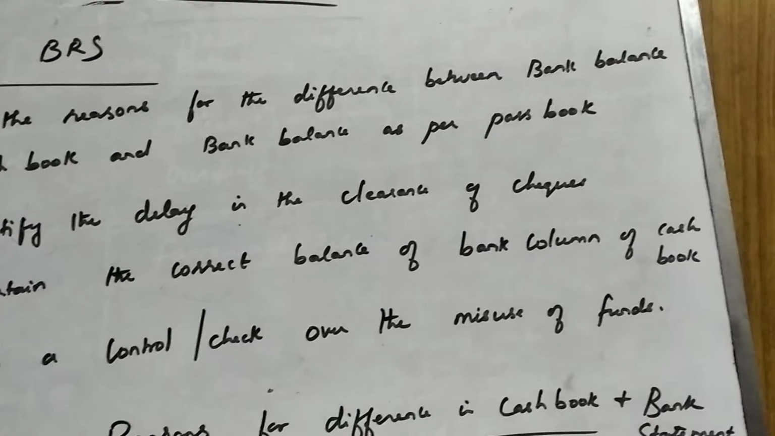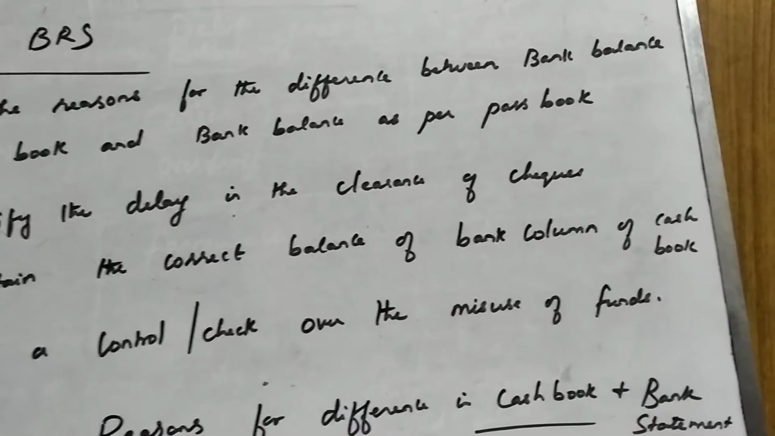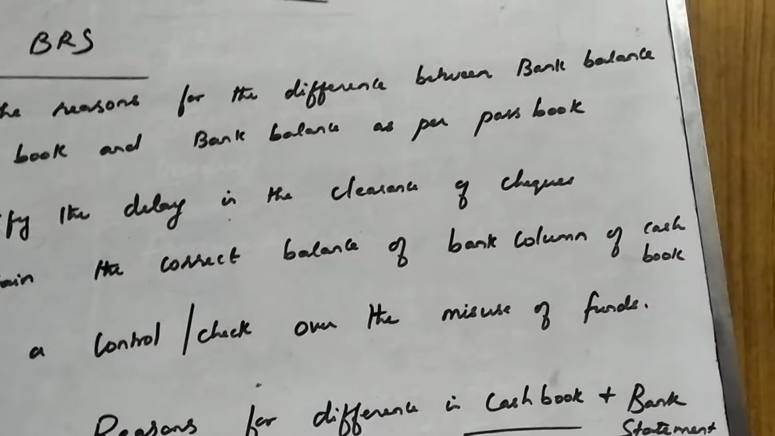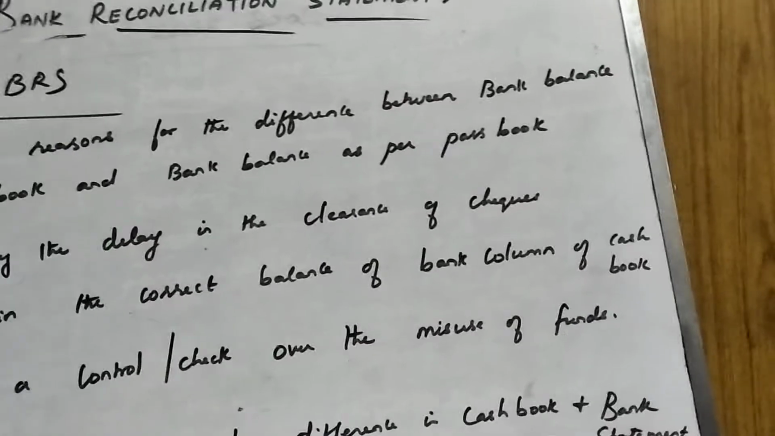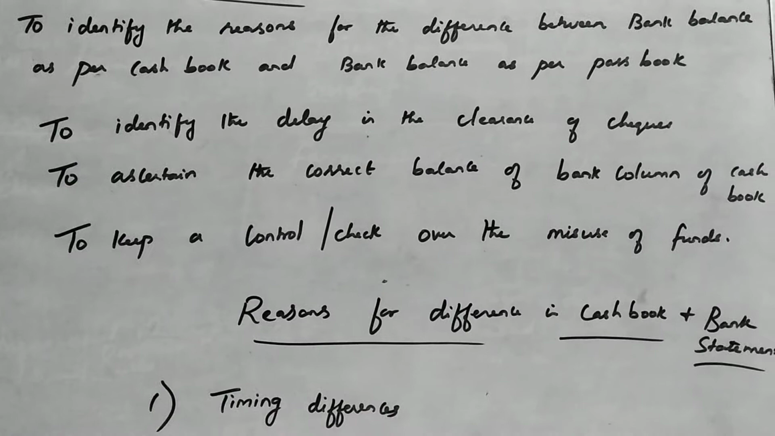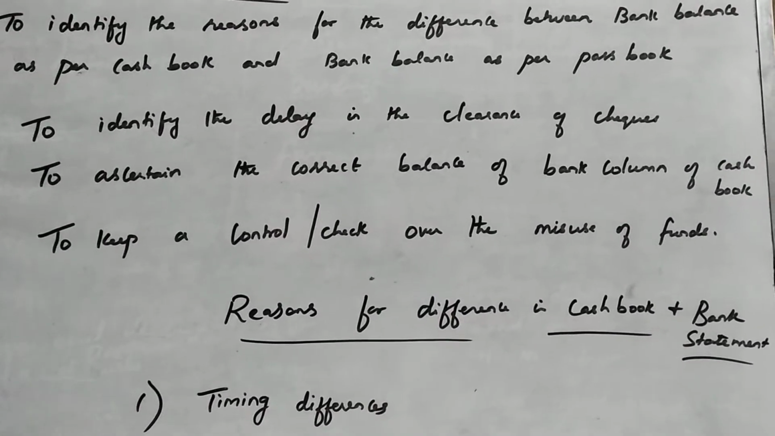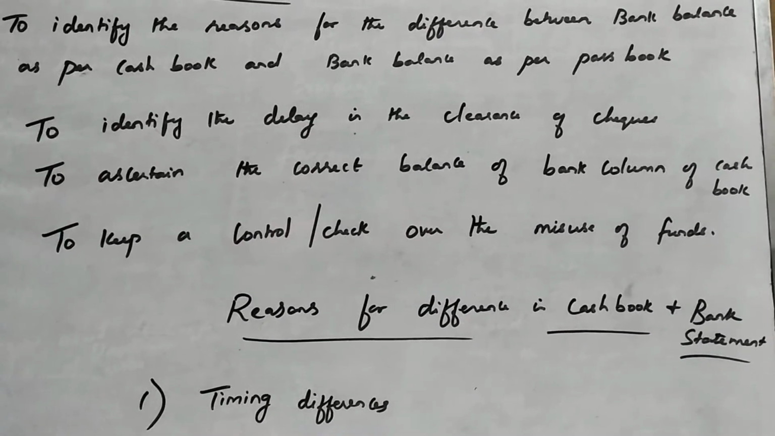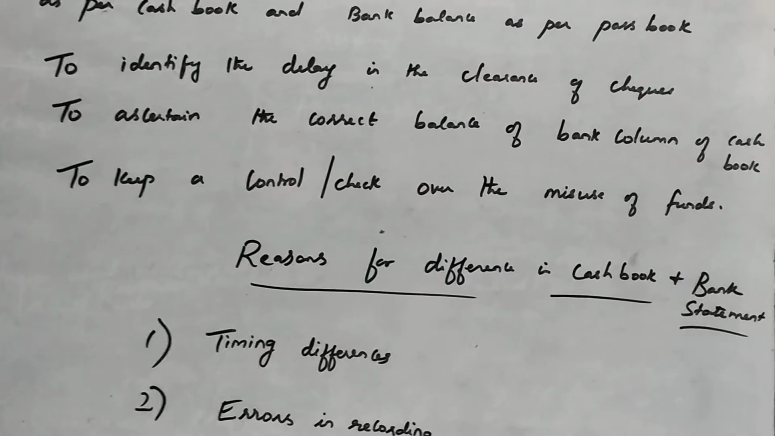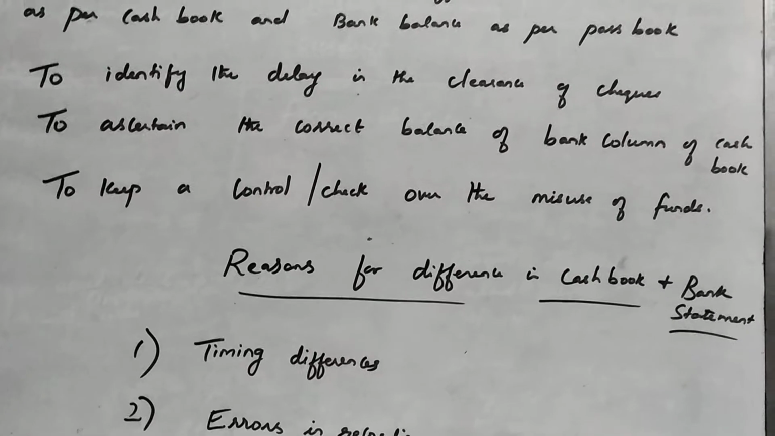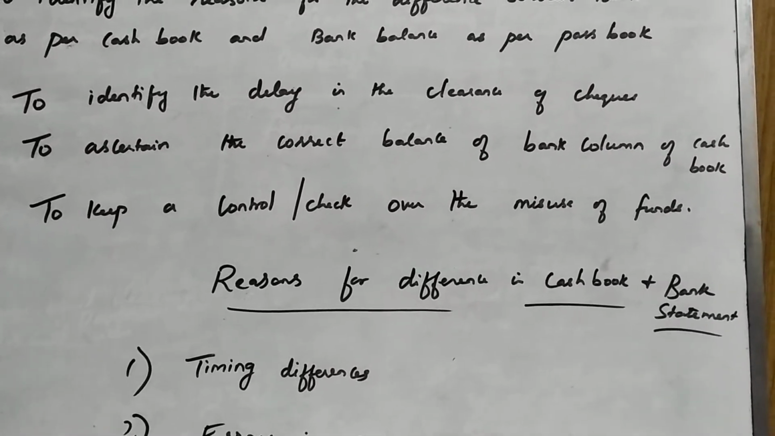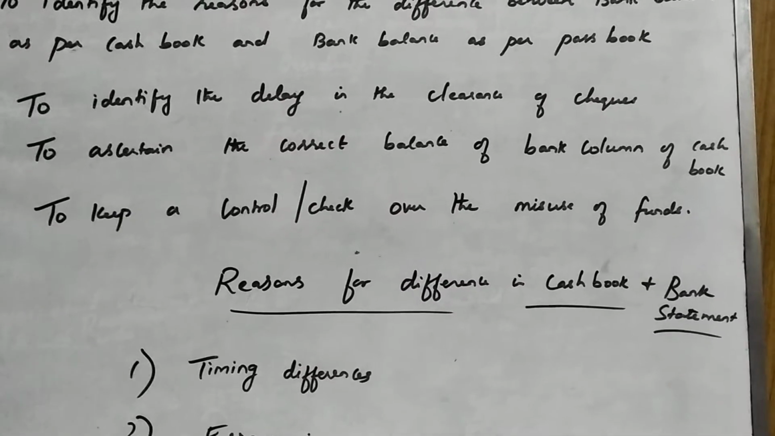And why are there some differences between your bank balance as per cash book and bank balance as per your passbook? Why is there a difference? You can deal with this with respect to two types of differences. One is a timing difference, the other one is errors in recording. So what are those timing differences? Checks issued but not yet presented for payment.